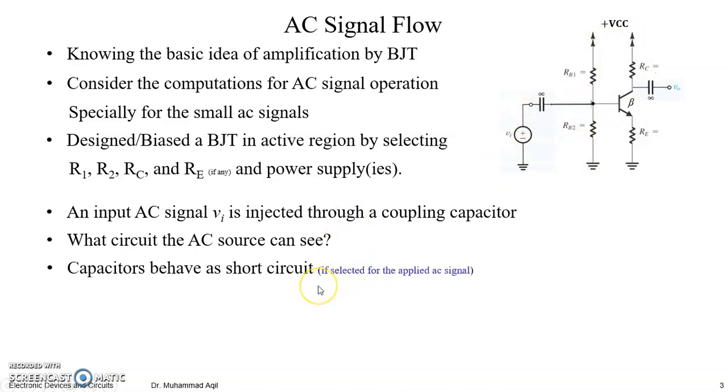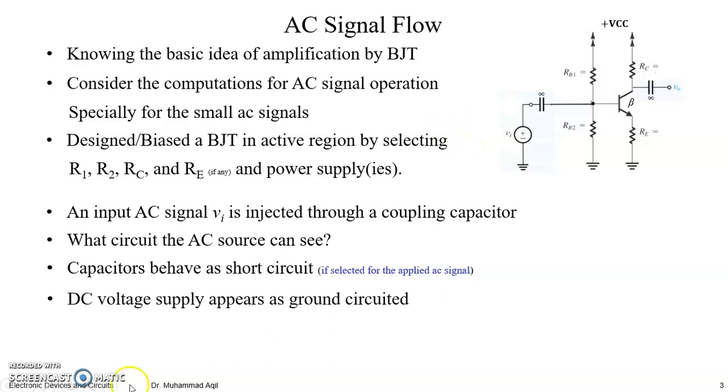A capacitor behaves as a short circuit for an AC signal. But remember, this holds if the capacitor value is selected for the applied AC signal, for the desired AC frequency. We will discuss it later. Just remember that the XC of this capacitor is 1 upon 2 pi f C. So for a particular frequency, once the capacitance is designed, it will behave as a short circuit for that frequency of the input signal, right? We will deal with frequency related computations later.